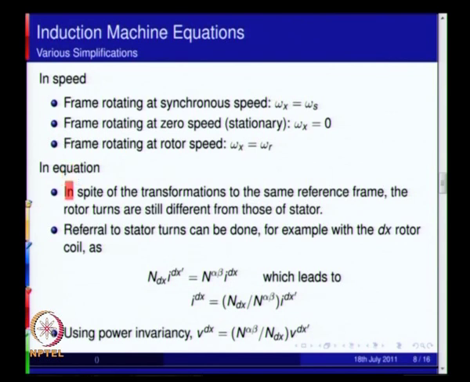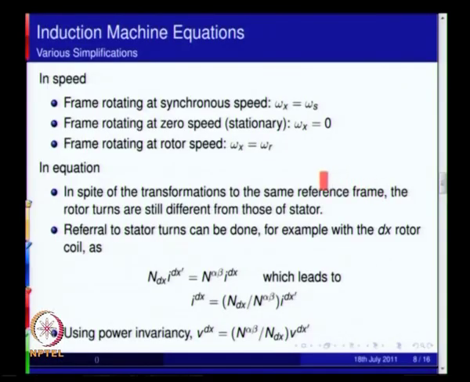But as far as the equations are concerned, though the transformations have been done to the same reference frame, now we have transformed all the equations to the arbitrary reference frame, the rotor turns are still different from those of the stator. The stator turns, if you assume that it is n ABC, remember we went from 3 phase to 2 phase. At that time n ABC would get converted to some other number which may be root 2 by 3 times n ABC or some number like that.